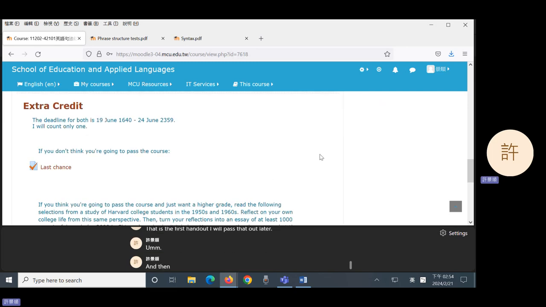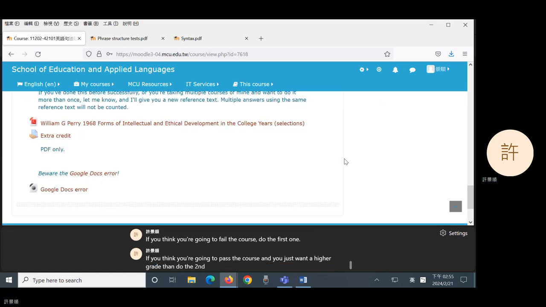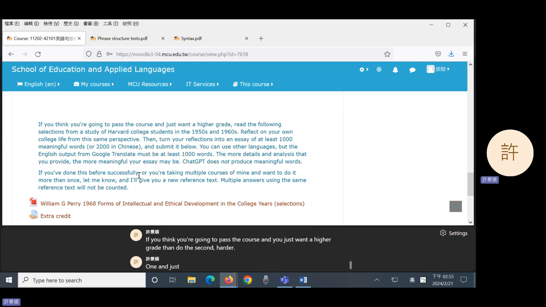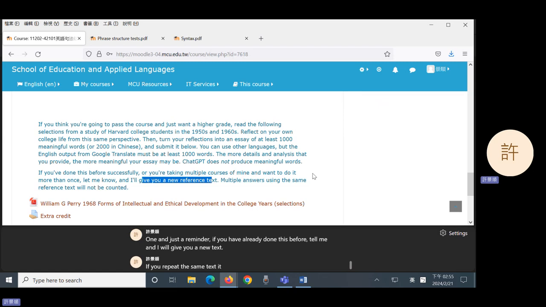And then last semester, I called this bonus. This semester, I'm calling it extra credit. And there are two kinds. If you think you're going to fail the course, do the first one. If you think you're going to pass the course and you just want a higher grade, then do the second harder one. And just a reminder, if you have already done this before, tell me and I will give you a new text. If you repeat the same text, it will not count.